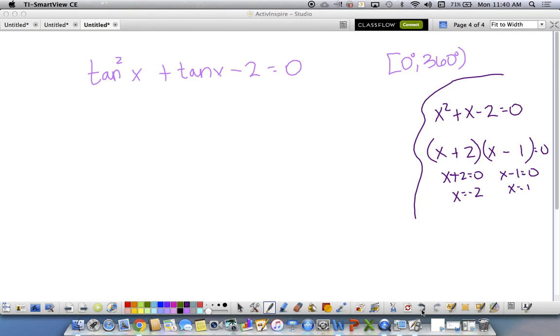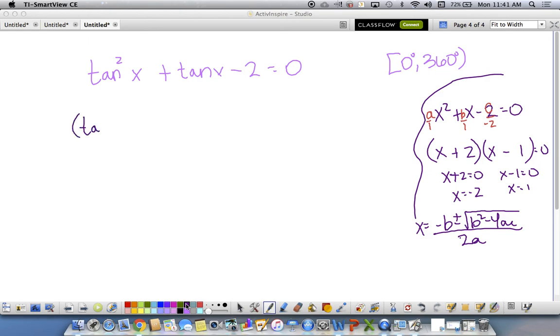If you want to do the quadratic formula on any of them, you get x equals -b plus or minus the square root of b squared minus 4ac all over 2a, where a, b, and c are the coefficients and the constant. So a is 1, b is 1, and c is -2. That is the quadratic formula, whatever you'd need to do to solve for x. I'm going to go back and factor here.